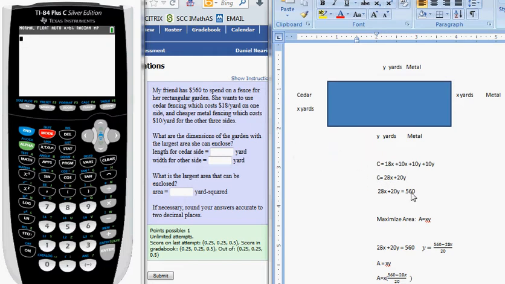The problem is that we're supposed to find the dimensions, that means X and Y, of the garden with the largest area. If we're going to find the largest area, we need to first write down a formula for the area of the garden. So we want to maximize the area, where the area formula would be found by finding the area of a rectangle, which is always just the length times the width. So my dimensions are X and Y, so the area of that rectangle would be X times Y.